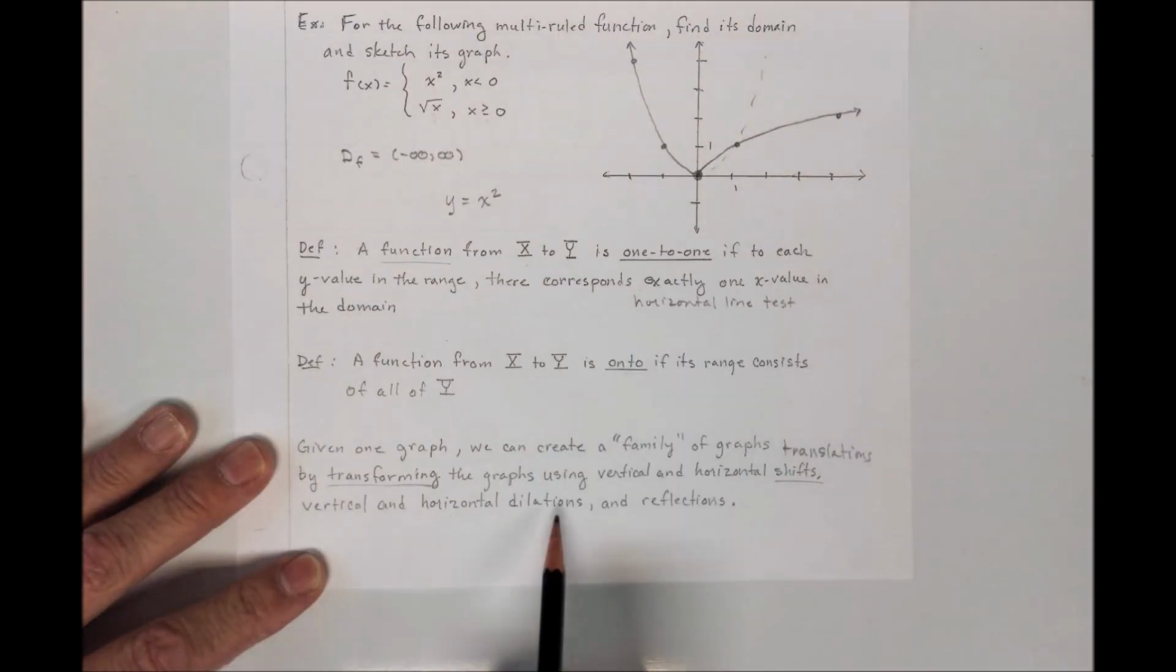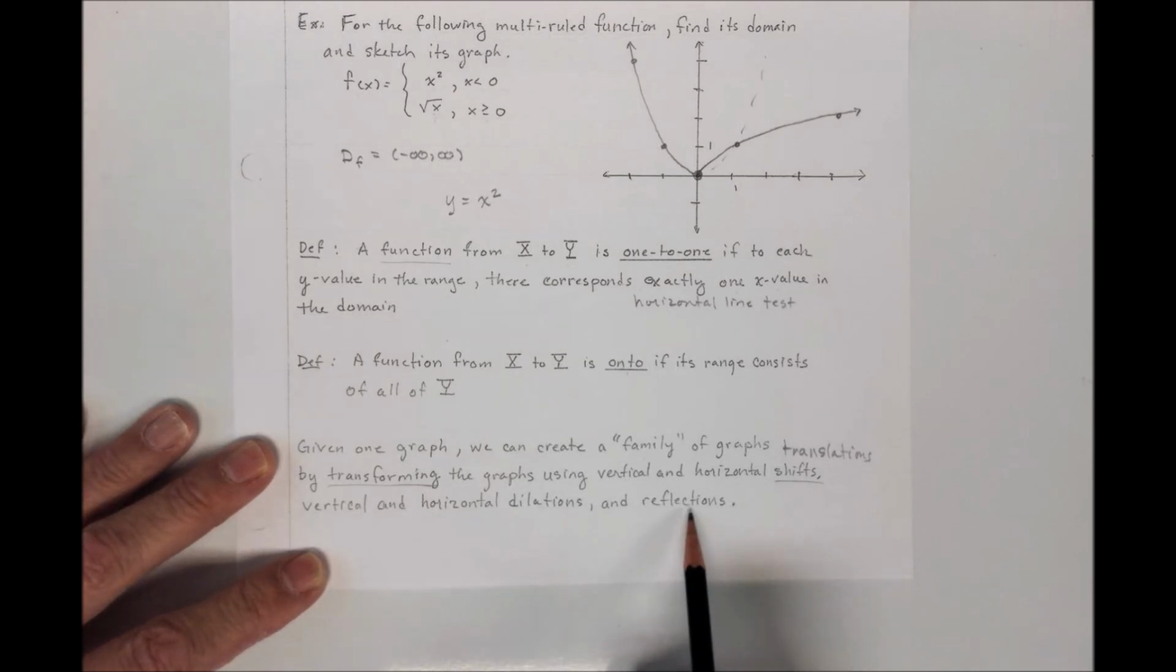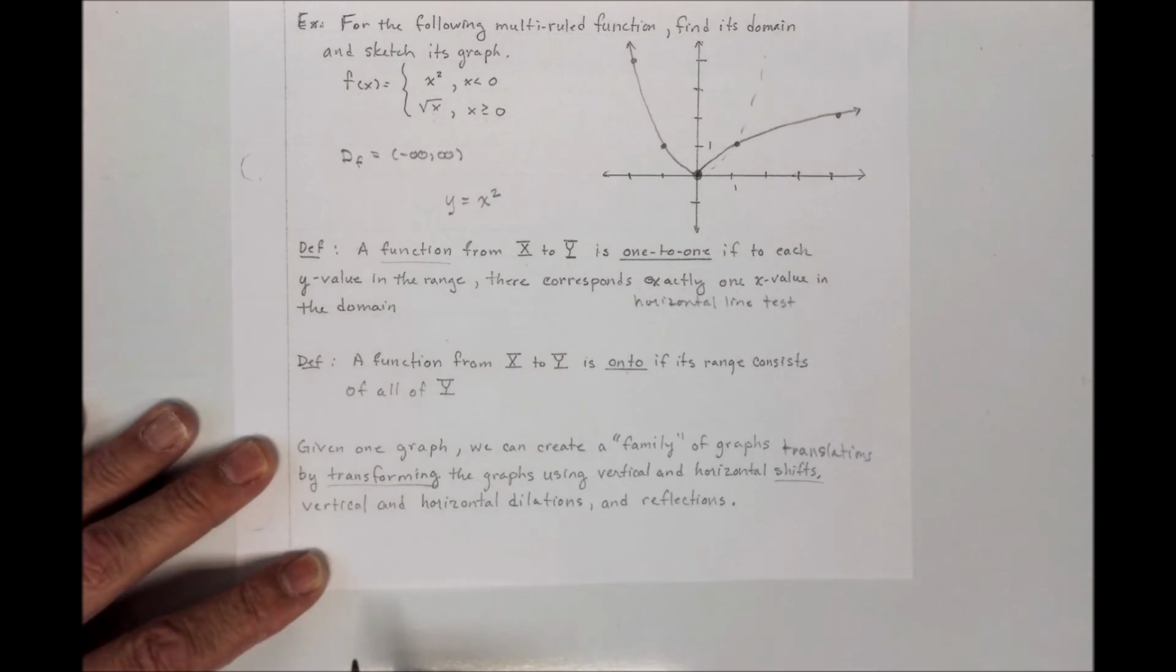Vertical and horizontal dilations, that's where you stretch or you shrink them. And of course, reflections in the x-axis or in the y-axis. We can get all sorts of different kinds of looking graphs, but they're all going to have the same basic shape.